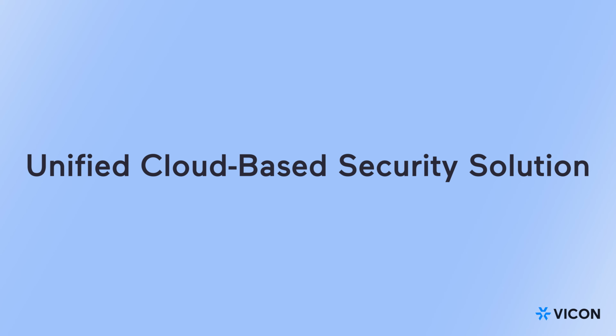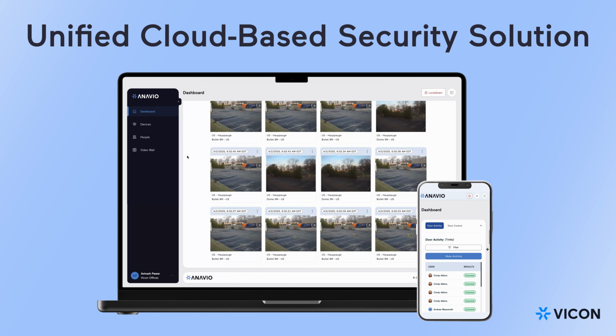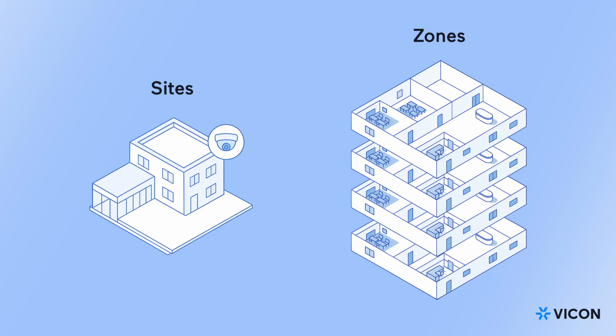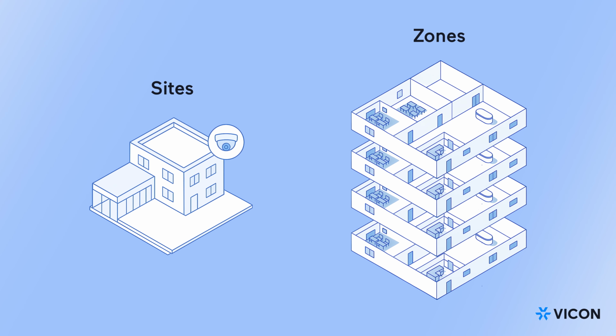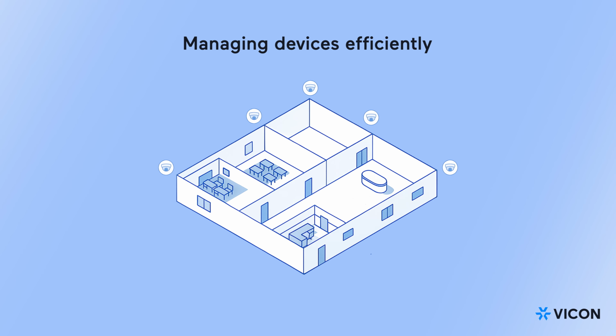One of the most important features in Anavio is the ability to organize your system using sites and zones. By setting up sites and zones properly, you lay the foundation for a clean, scalable, and efficient Anavio system, especially when managing several devices across multiple locations.